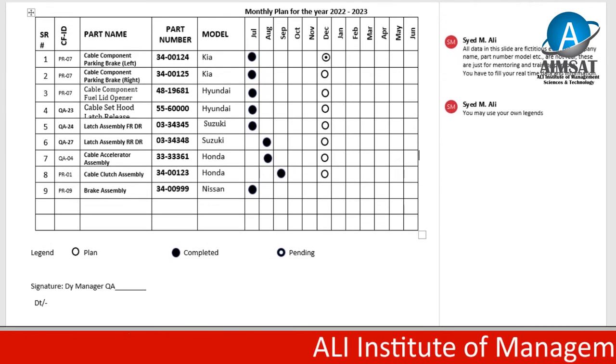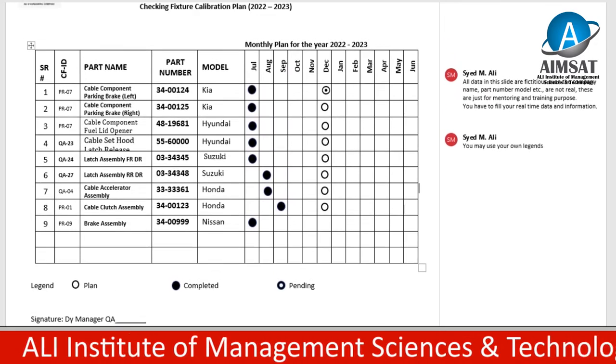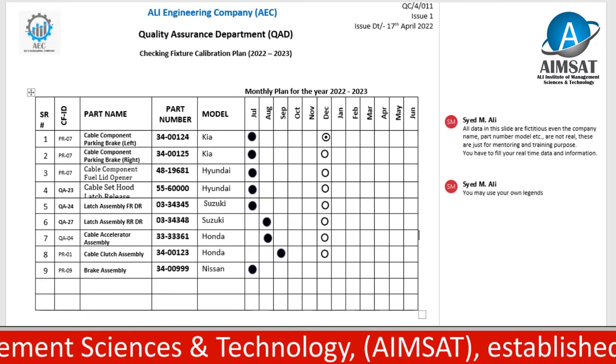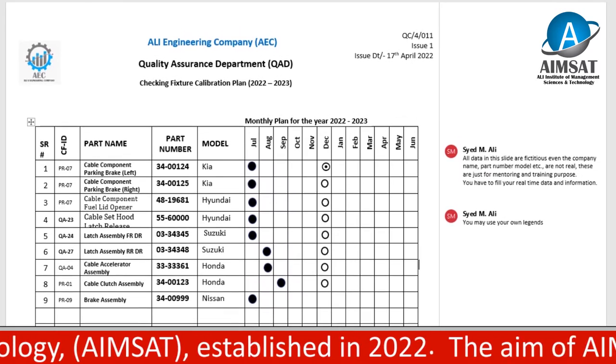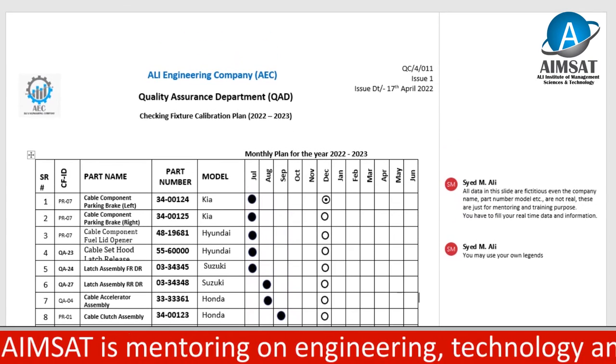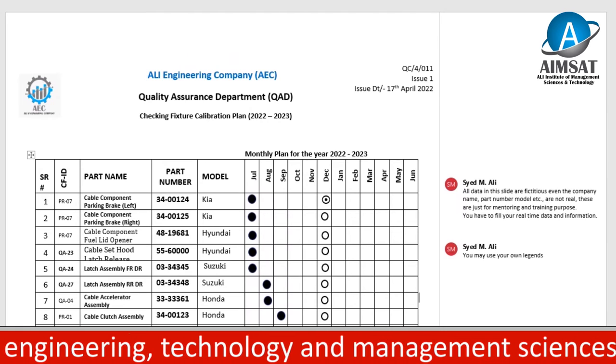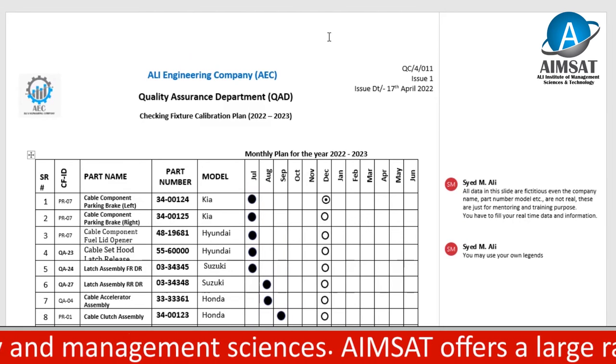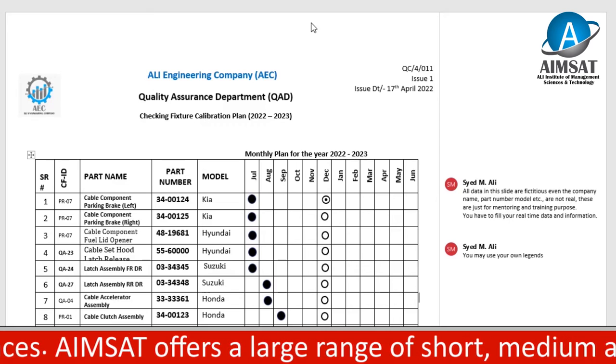Now the hollow circle means the plan activity. Solid filled circle indicates completed. The dot inside the hollow circle means planned but still pending, not yet completed calibration. Now you may use your own legend. These are not a fixed legend. These are just for example. You have to define your own legend.